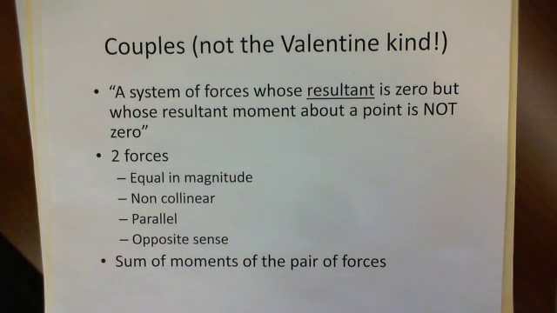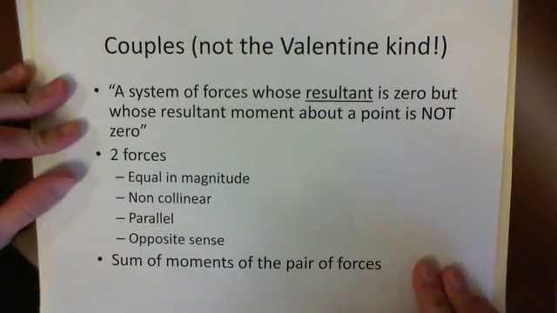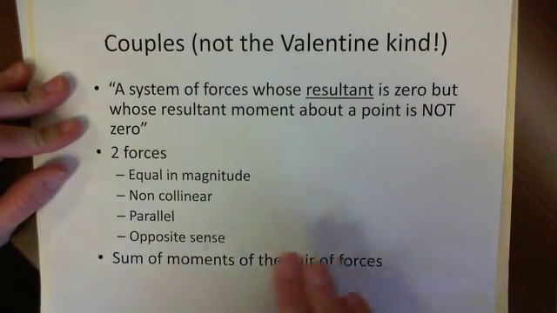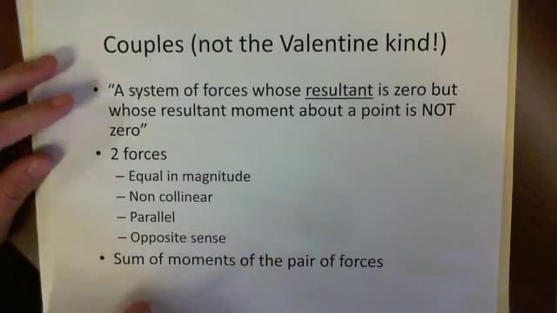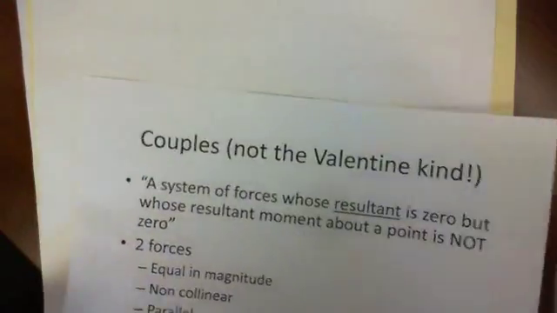A couple is a system of forces whose resultant is zero, but whose resultant moment about a point is not zero. A couple is made up of two forces that are equal in magnitude, non-collinear, parallel, and opposite in sense. So the sum of the moments is the sum of the moments of the pair of these forces.